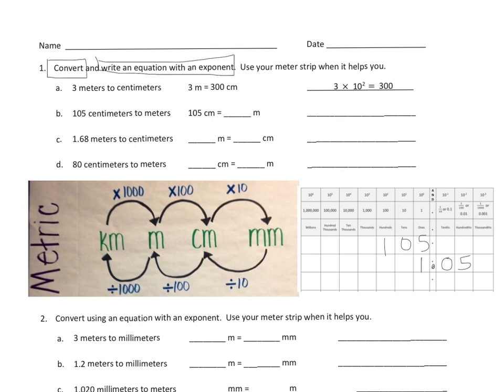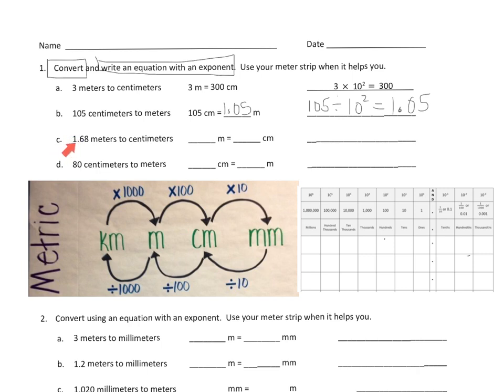So we can write our answer here. We got 1 and 5/100 meters. So here we converted. Now we need to write the equation. The equation was we took 105 and we divided it by 100. But they don't want 100, they want an exponent. What exponent represents 100? That's going to be 10 to the power of 2 equals our answer, which is 1 and 5/100. That's the equation right there.